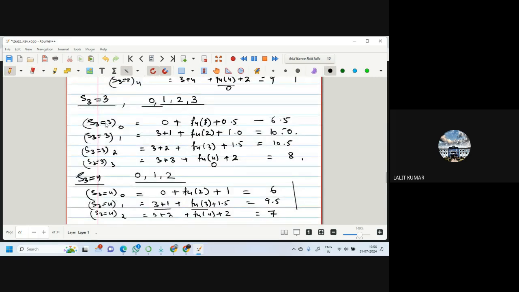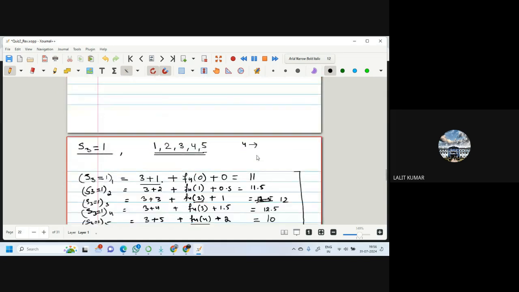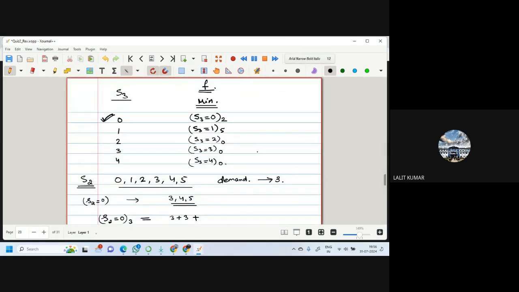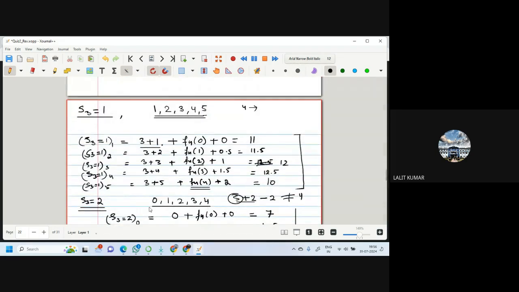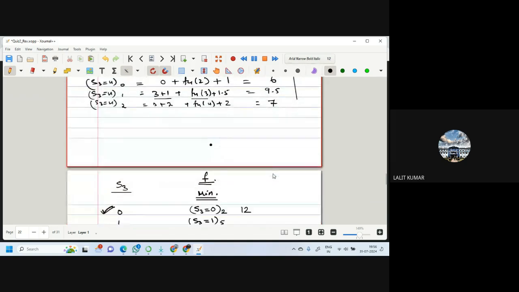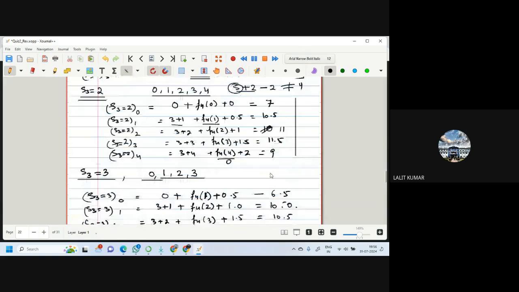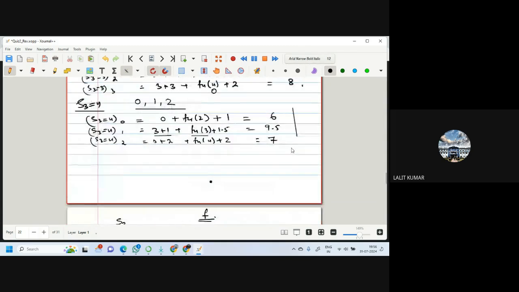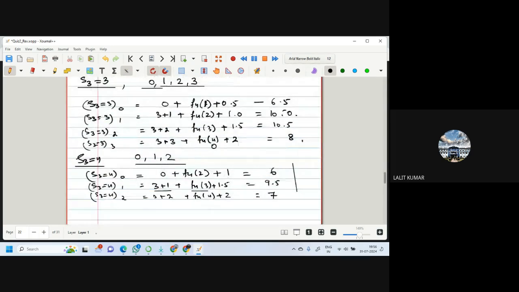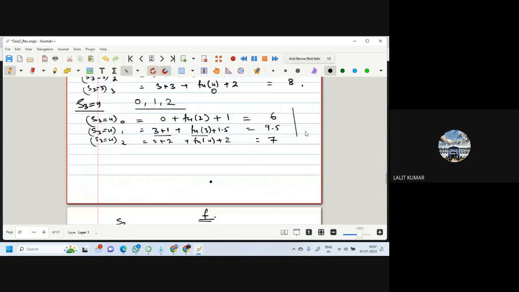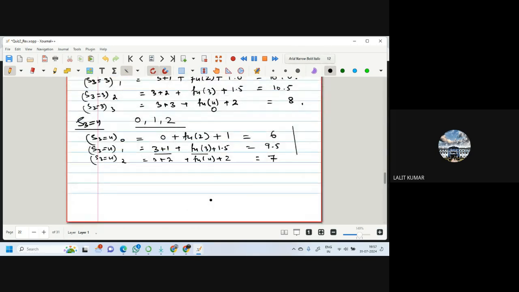So S3 is equal to 0, 2 value was 12. This is 12. S3 is equal to 1, 5 is 10. These values are very important. S3 is equal to 2, 0 is 7. S3 is equal to 3, 0 is 6.5. And S3 is equal to 4, 0 value is 6.